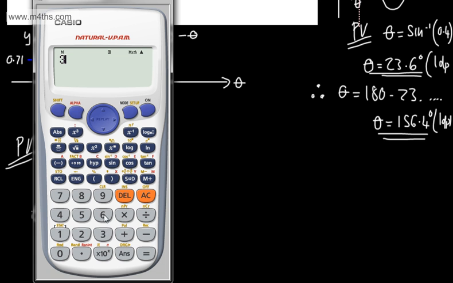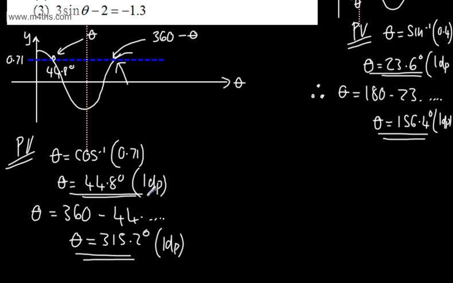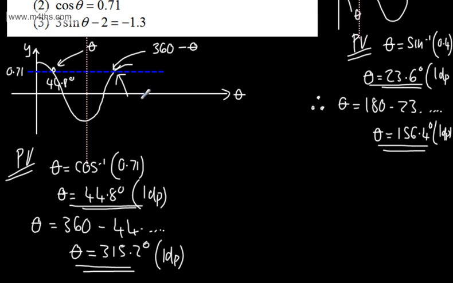In the calculator, 360 minus my answer gives me 315.2. So 315, as we would expect, 315.2, and that again is to 1 dp. So we got those two solutions in the interval. All others will be plus or minus 360 degrees on. So that now solves that equation.